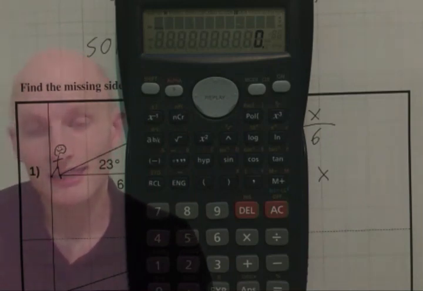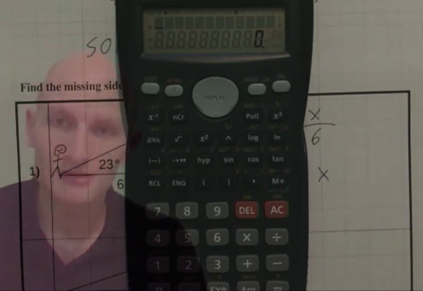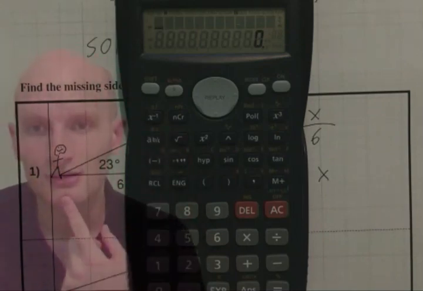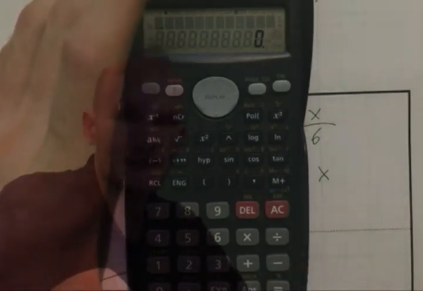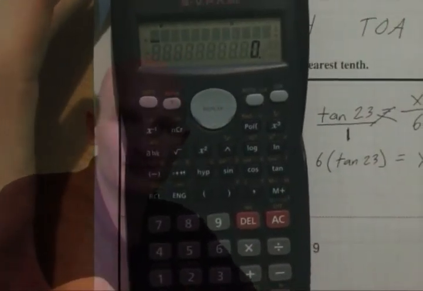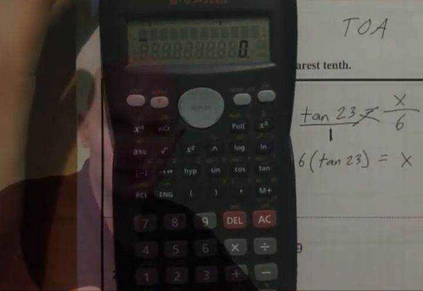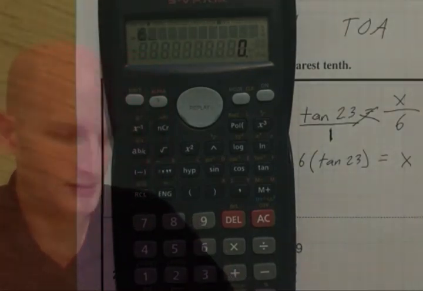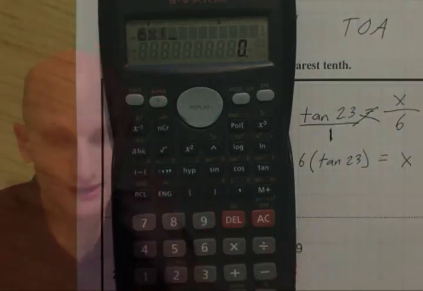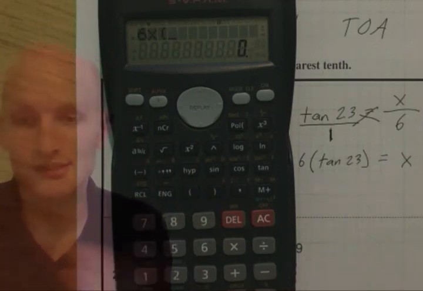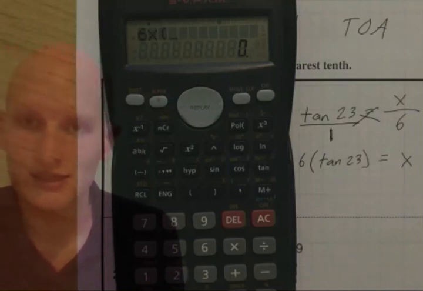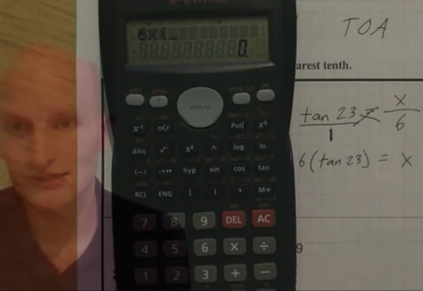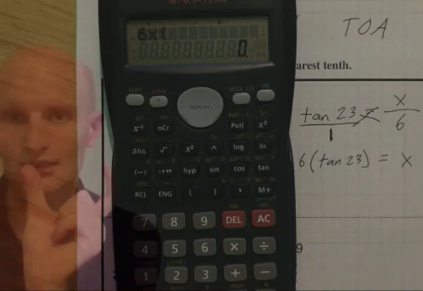In 9th grade and 10th grade, you will sometimes use radians, but for right now, we need degrees. So mode 1. Now we're in degrees. So we need to say 6 times. Now, whenever you're not sure if you need to use parentheses or not, I say err on the side of using parentheses, just to be safe. In this case, if you do no parentheses, I think you'll get the same answer. But I like to use parentheses just to be safe, because tangent of 23 is separate from 6.